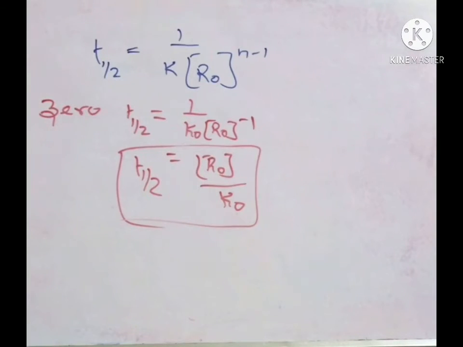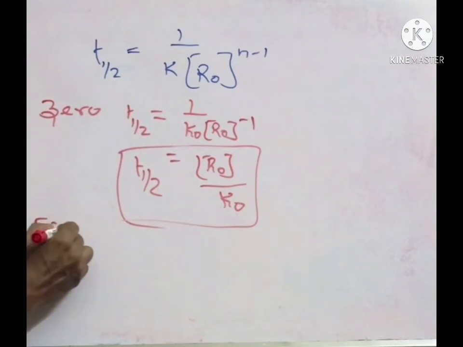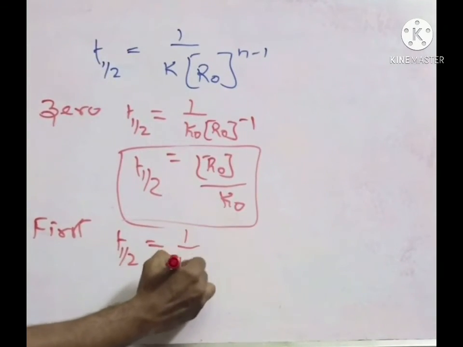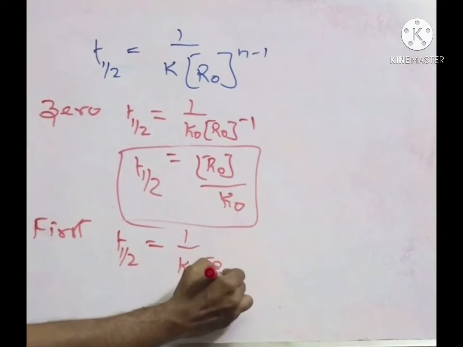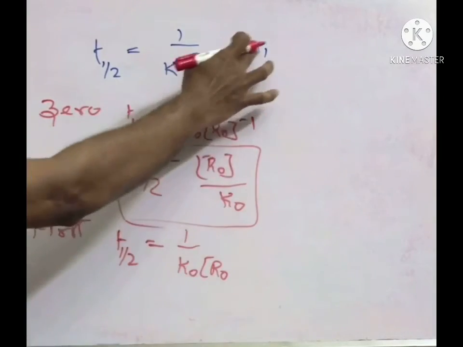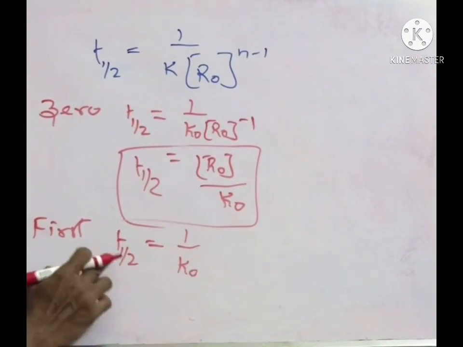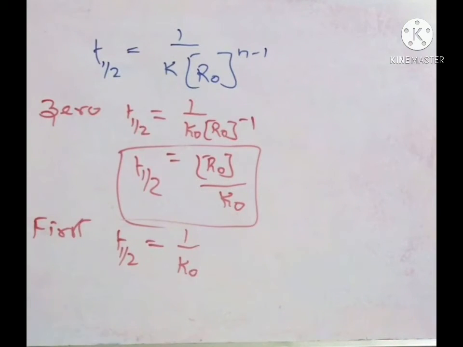Next, if you put in a first order reaction, T1/2 equals 1/K into R0 to the power 1 minus 1, that is n minus 1, so R to the power 0 equals nothing, and it will not be there. So T1/2 equals 1 over K, for first order.